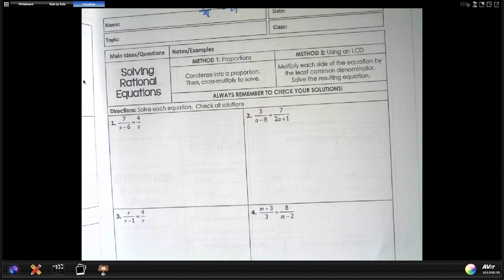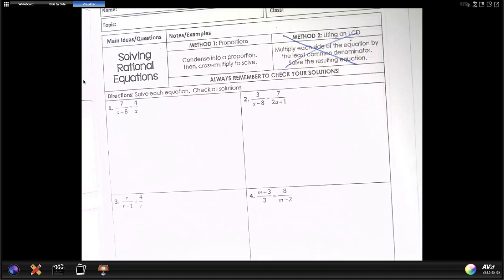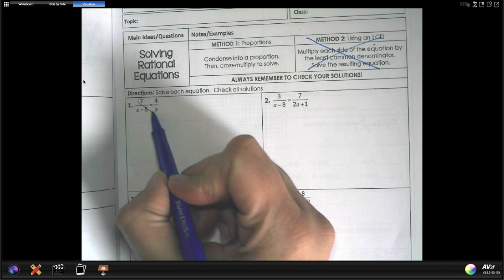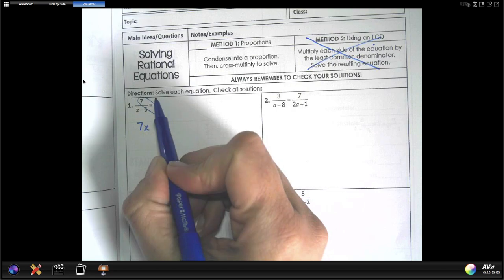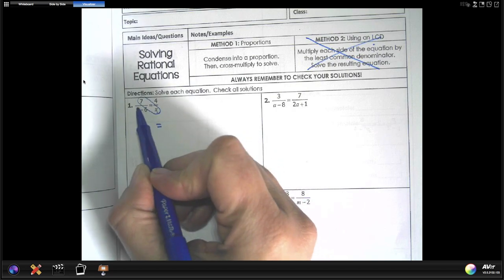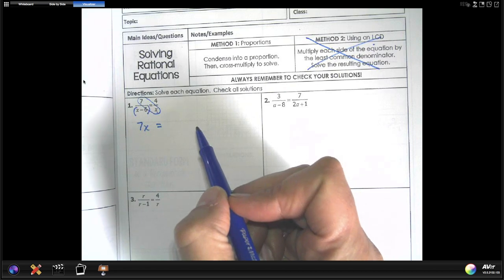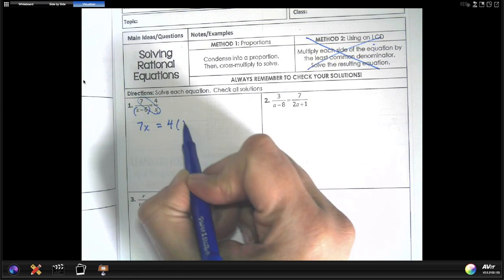There's more than one way to do it, but this is the easiest, so we don't use method 2 on this part. So we are going to cross multiply. We start this way first, and we do 7 times x is 7x. Then equals. Whenever you have more than one term here, you put parentheses, because when we multiply that by 4, we're going to have to distribute. So we put 4 and then x minus 6.